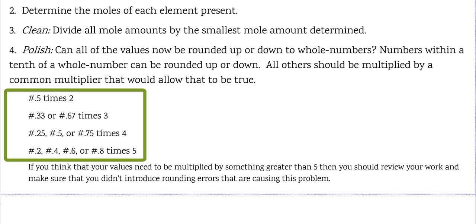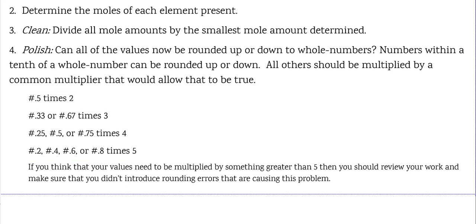If you see something ending with a half, then double it, 2 halves in every 1 whole. Or thirds, 1/3, 2/3, triple them. Quarters, quadruple them. Fifths, quintuple them. Make sure that your values need to be multiplied by what they need to be multiplied by. If you think that they need to be multiplied by something that is greater than 5, you've probably made a rounding error mistake somewhere along the lines.